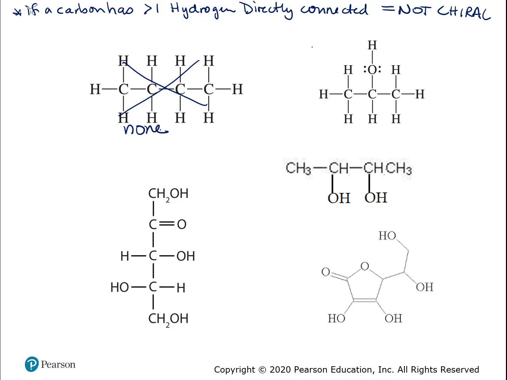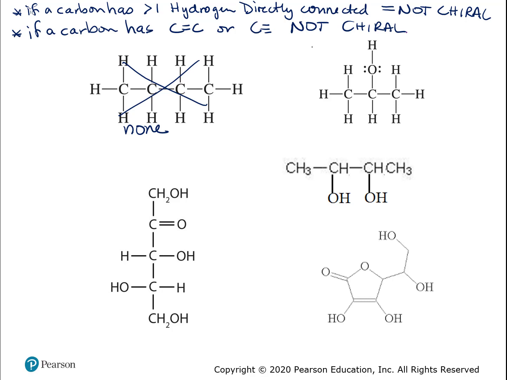The other thing, rule number 2: if a carbon has a double bond or a triple bond, not chiral. So if you have a carbon double bond carbon, both of those carbons you can throw out. They can't be chiral.